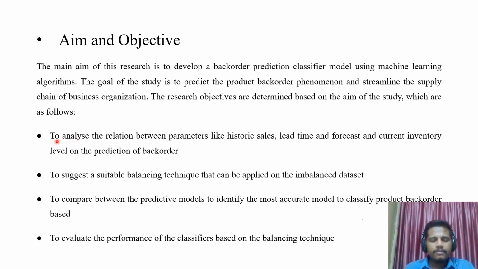Now, coming back to the objectives: to analyze the relation between parameters like historic sales, lead time, forecast, and current inventory on the back order. We have the target variable as whether the product goes to back order or not, and we have other categorical and numerical variables like historic sales, lead time, and forecast, which will help us recognize the target variable. Meanwhile, we also need to recognize whether there is any relation between these parameters. So that's our first objective.